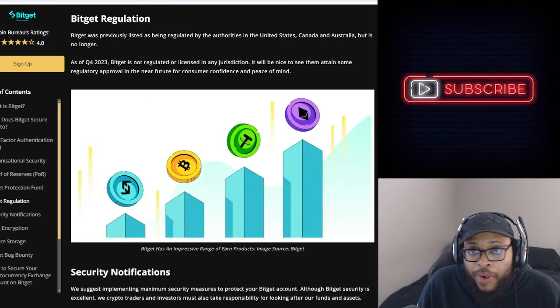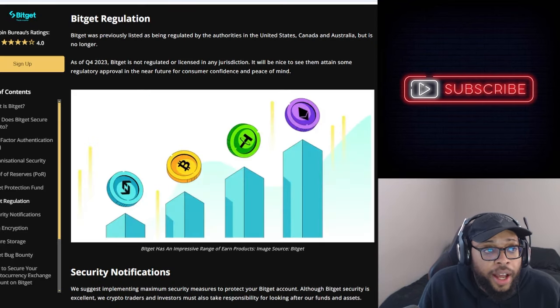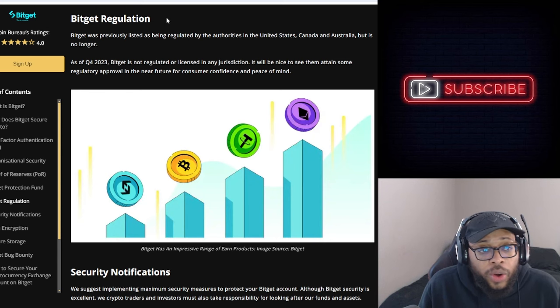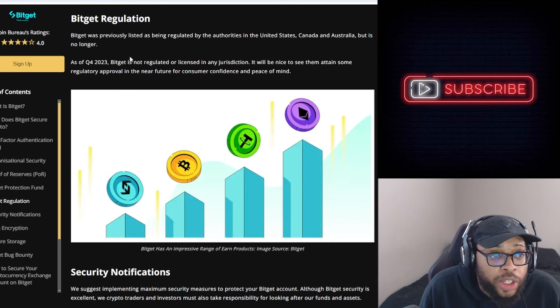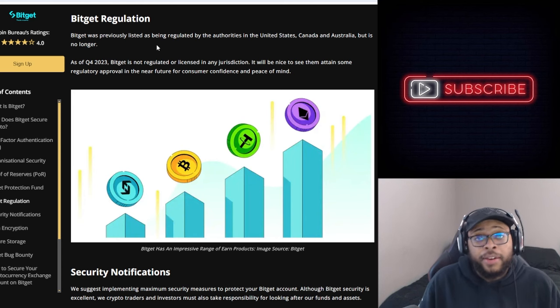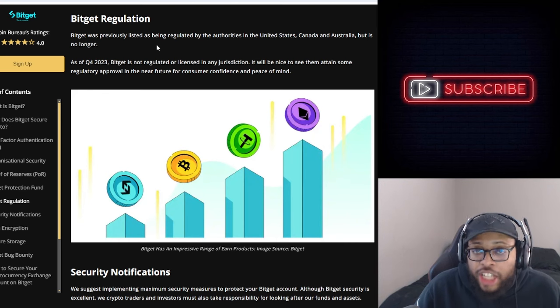So obviously, first thing I jump to is regulation. Bitget was previously listed as regulated by the authorities in the United States, Canada, and Australia, but is no longer. So basically, as of Q4 2023, Bitget is not regulated or licensed in any jurisdiction. It will be nice to see them attain some regulatory approval in the near future for consumer confidence and peace of mind. So this is not a regulated exchange anymore.